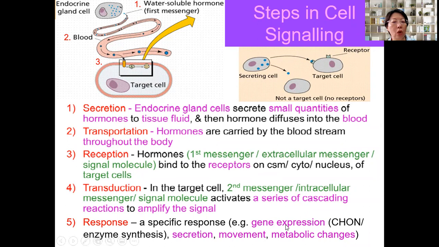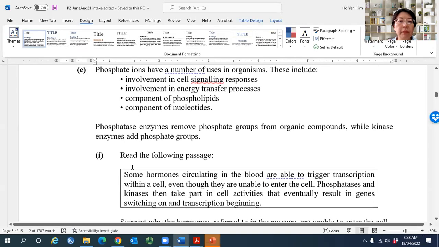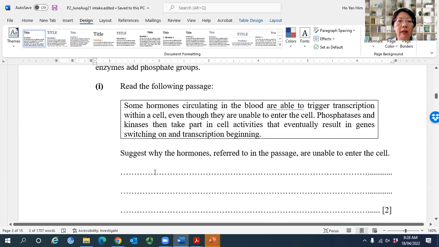Usually the gene will be expressed. That means transcription will happen, or secretion or movement or metabolic changes will happen, meaning metabolic reactions. So the question asks you to refer to the passage to outline the cell signaling process. So you need to refer to the passage here to outline the cell signaling process.